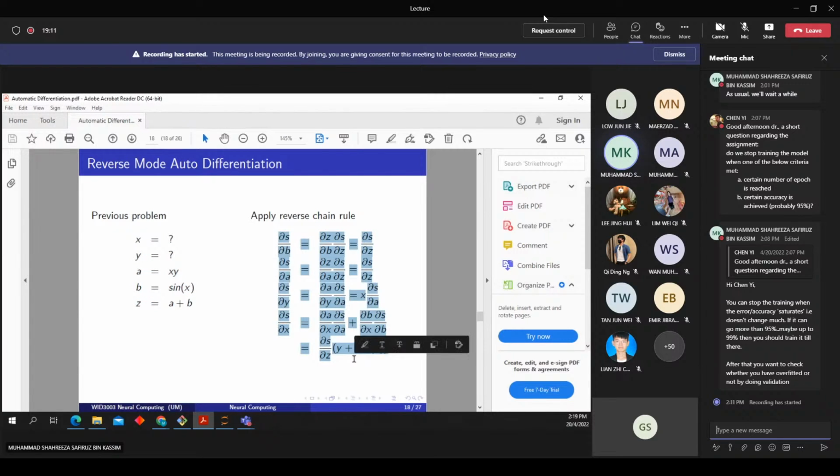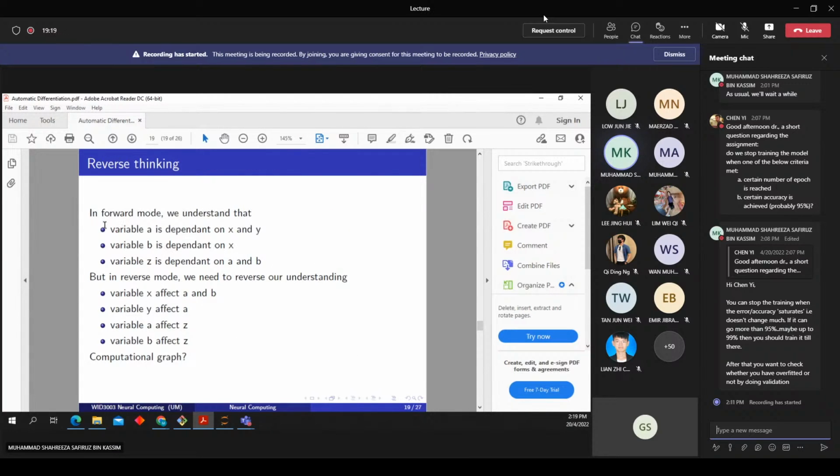And then if you apply the chain rule, I'll show you in a moment. I'll show you later. Then we have to reverse our way of thinking. In the forward mode, we know that variable A is dependent on X and Y, variable B is dependent on X, and variable Z is dependent on A and B. But in reverse mode, we need to reverse our understanding. So X affects A and B, Y affects A, A affects Z, and B affects Z. I'll draw the computation graph afterwards and demonstrate the whole big picture of it.